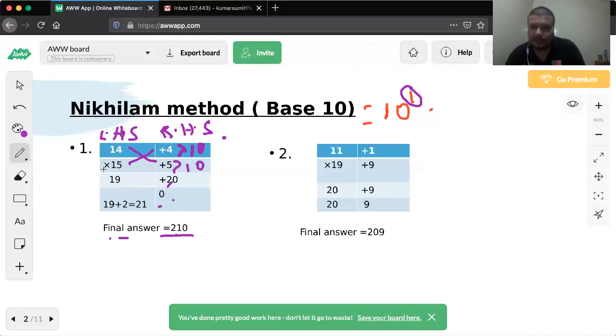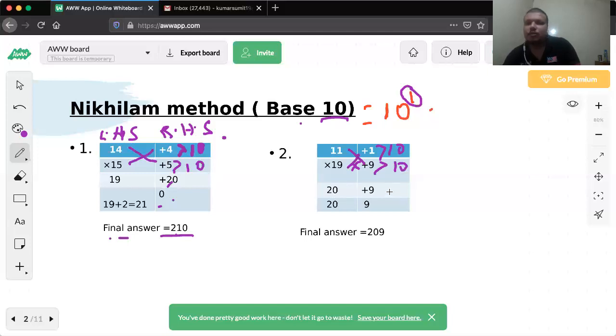11 into 19. Again, both of these numbers are close to the number 10. The Nikhilam is 10. So 11 into 19. 11 is 1 greater than which number, guys? 10. 19 is 9 greater than which number? 10. Fine. So plus 1 into plus 9 is plus 9. Now 11 plus 9 is what? 20. 19 plus 1 is what, guys? 20.